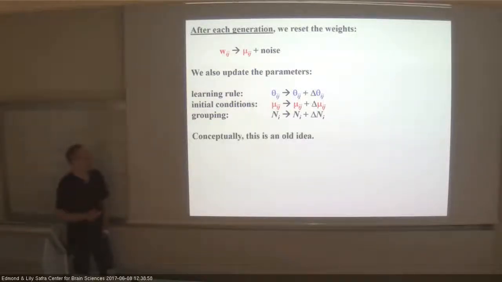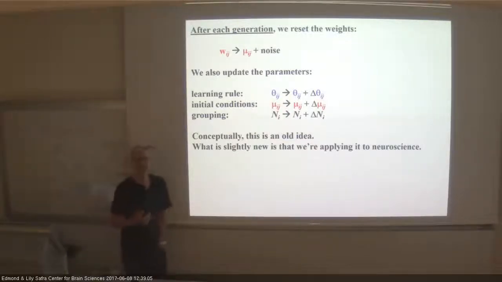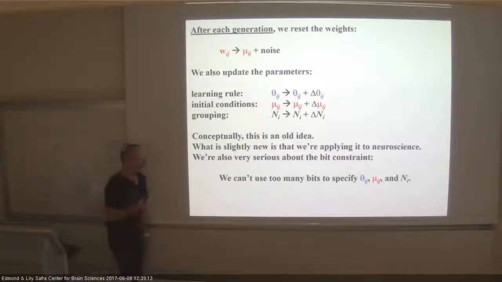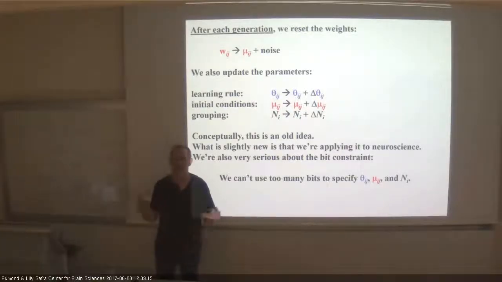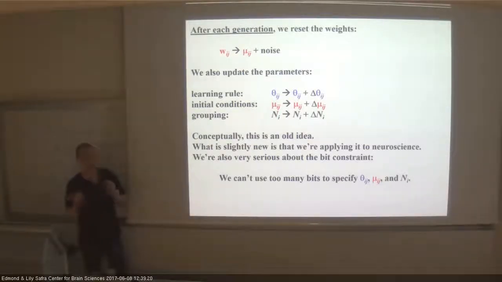Okay? And obviously, conceptually, it's an old idea. What's slightly new is that we're really serious about applying this whole program to neuroscience. And we're also going to be very serious about the bit constraint. We can't use too many bits to specify these parameters. There's some bottleneck of going through the genome. It's hard to know how to count, but there are about 20,000 genes in humans, about 10 to the 9 bits, maybe. Not all of them are used for the brain.